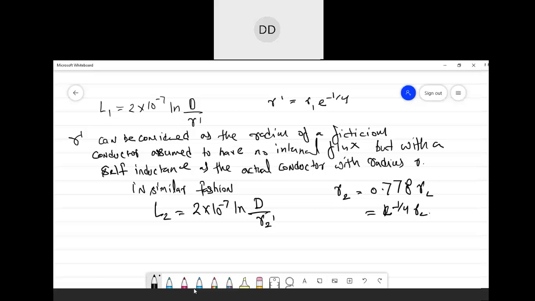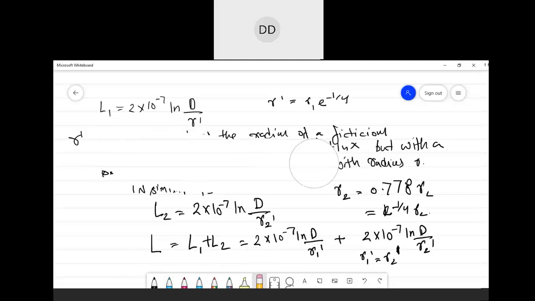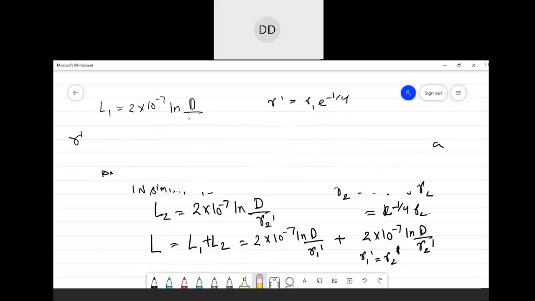So now for the complete inductance, it is because of L1 plus L2. So what would be the complete inductance? It would be 2 into 10 power minus 7 in d by r1 dash plus 2 into 10 power minus 7 in d by r2 dash. Suppose r1 dash is equal to r2 dash. In this scenario, what would be our case? To make it convenient, I'll rub this portion and write it here only.